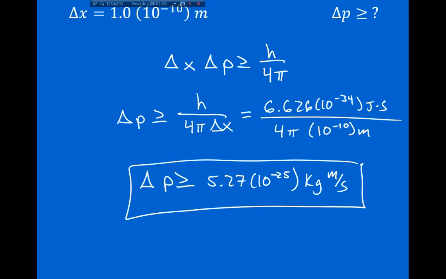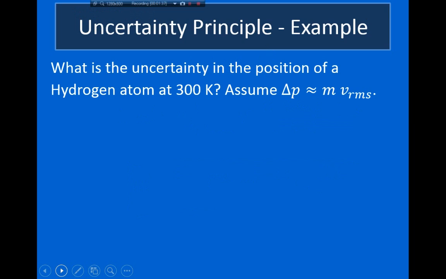Let's take a look at another example. The second example says, what is the uncertainty in the position of a hydrogen atom at 300 Kelvin, assuming that the uncertainty in the momentum is equal to the mass of the hydrogen atom times the RMS speed?